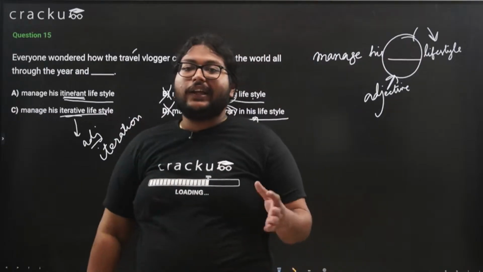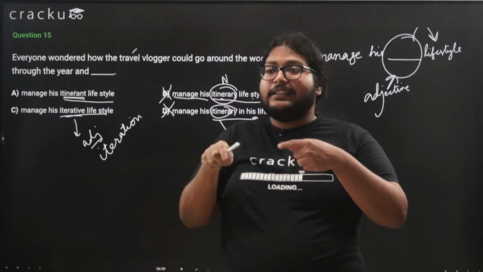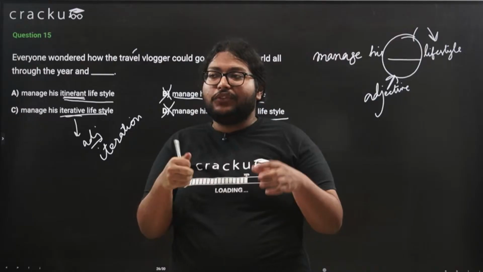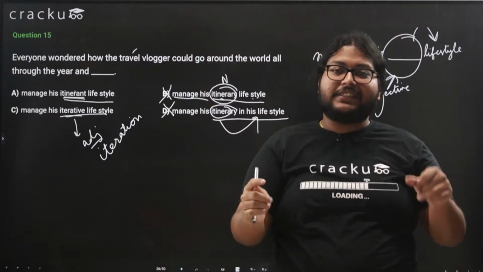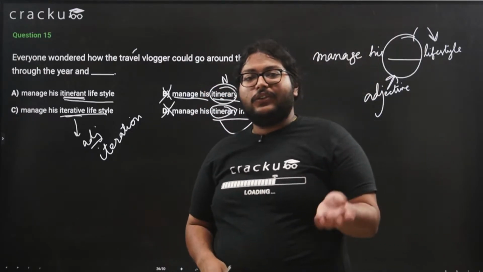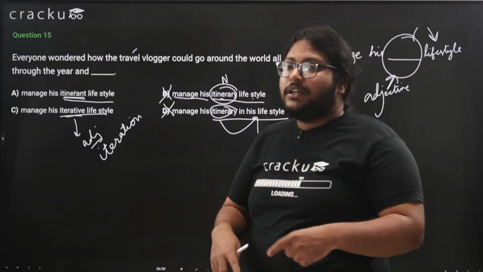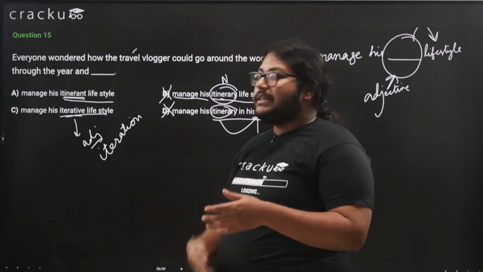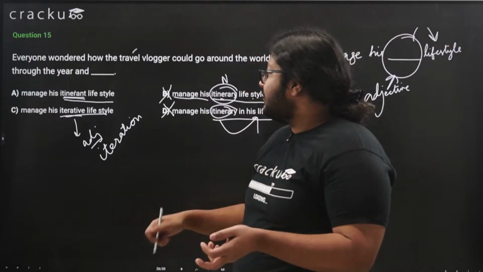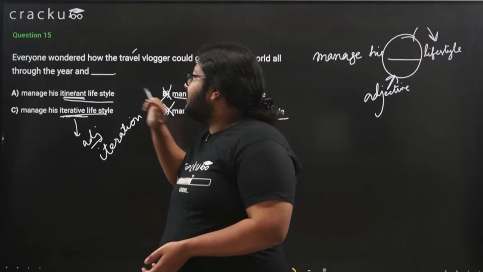What does iteration mean? It's like something which happens again and again. If you are from a computer science background, you will know, like, this program has been run for 50 iterations, like 50 times we've run the loop. So iteration means something which is again and again and again. So iterative here doesn't make sense.